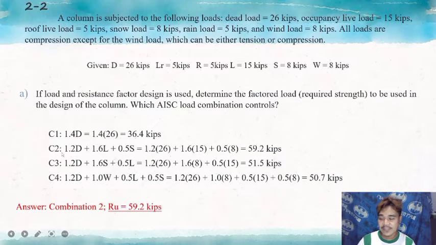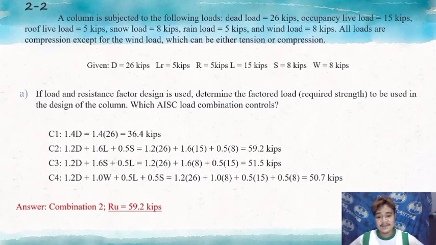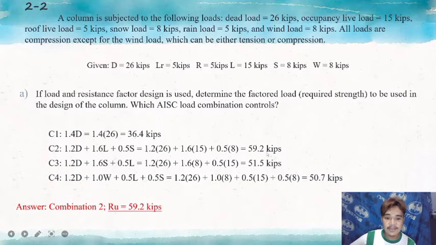C2, combination 2, is 1.2D plus 1.6L plus 0.5S, which equals 1.2 times 26 plus 1.6 times 15 plus 0.5 times 8, which equals 59.2 kilopascals. Same for our C3, 1.2D plus 1.6 times 0.5L, and we're just going to substitute the givens. For our combination 3, we're going to get 51.5 kilopascals.